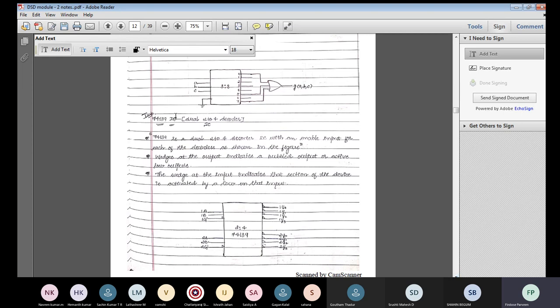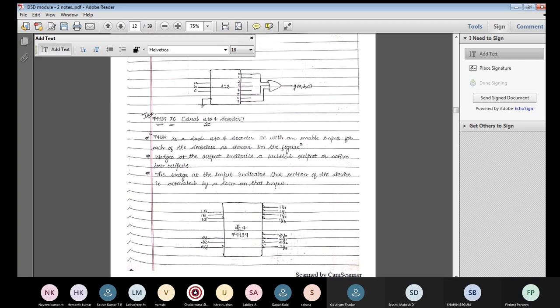So the 74139 IC is a dual 2:4 decoder. Dual means twice, you'll be having two 2:4 decoders. This part is one 2:4 decoder, and this part is another 2:4 decoder. It has inputs 1A, 1B. You have active low enable and active low outputs. These are all bubbled. So here there are 2 inputs, 4 outputs, 2 inputs, 4 outputs, and active low enable and active low enable. So 74139 is a dual 2:4 decoder IC with an enable input for each decoder, as shown in the figure.